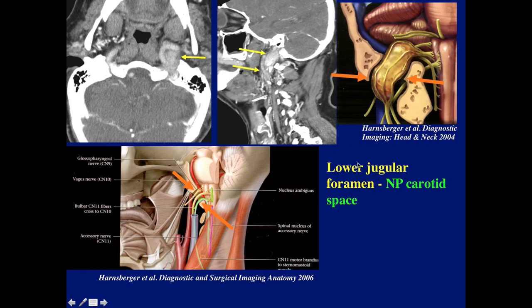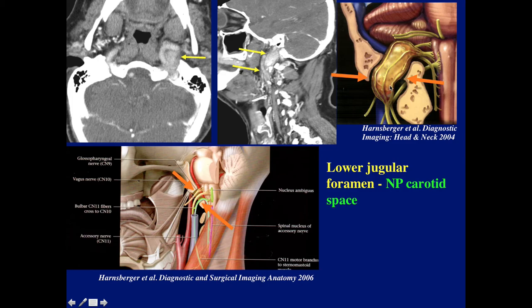We have to understand that the lower part of the jugular foramen communicates directly with the upper part of the nasopharyngeal carotid space. If we look at this nice anatomic diagram, here I put the arrows. This is the jugular foramen, the bony jugular foramen. So here are all the nerves coming out. As soon as they come out of the jugular foramen, they are in the nasopharyngeal carotid space. You can see the carotid and the jugular vein.